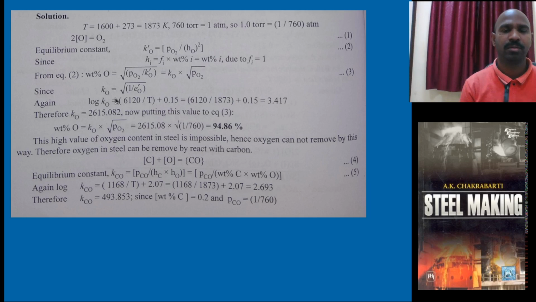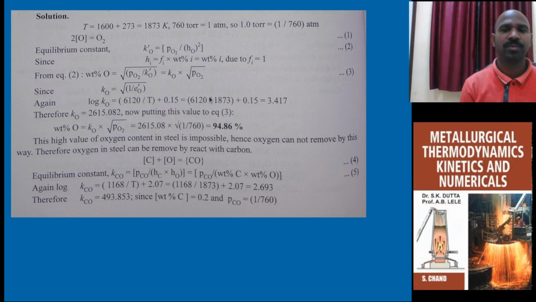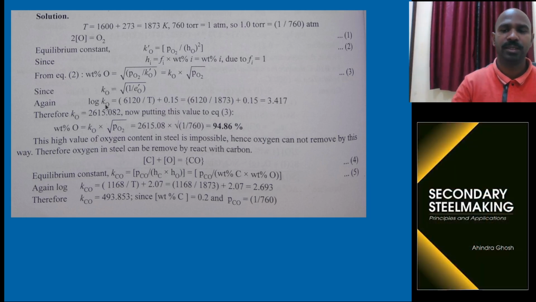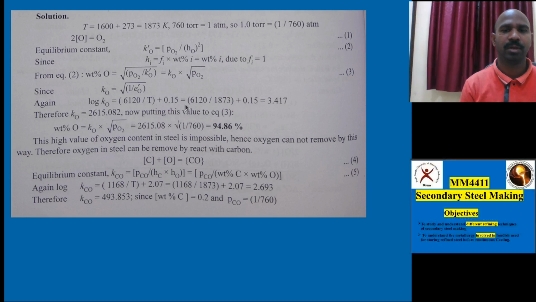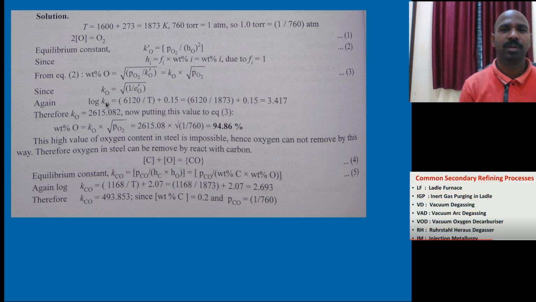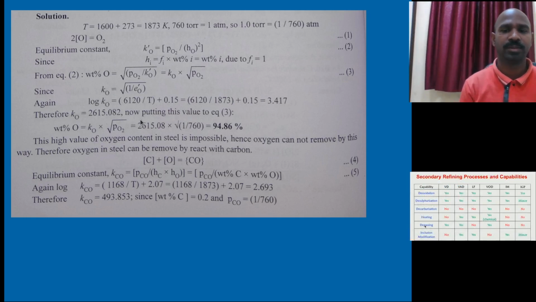Now you see from the problem, this was given. Substitute this temperature value, and you will get the log of K of O equal to 3.417. And since it is log, when you want to calculate the KO, 10 to the power of 3.417 is equal to KO. Now you substitute this value in this equation, and you will get weight percentage of O equal to 94.86 percent of oxygen dissolved in the liquid steel.